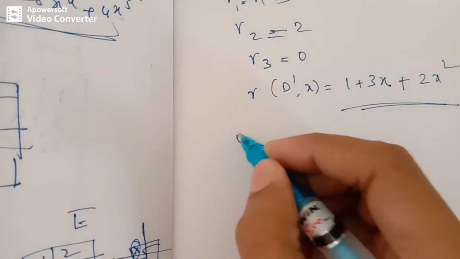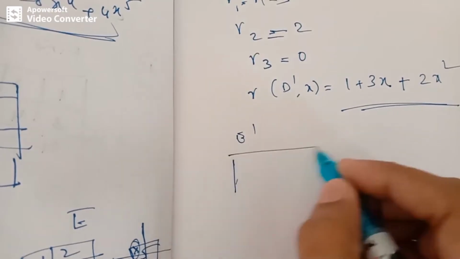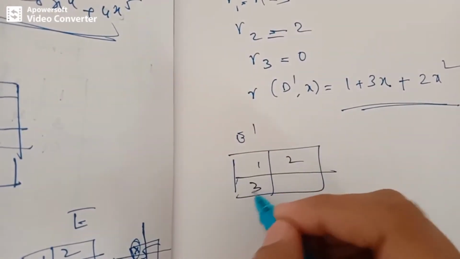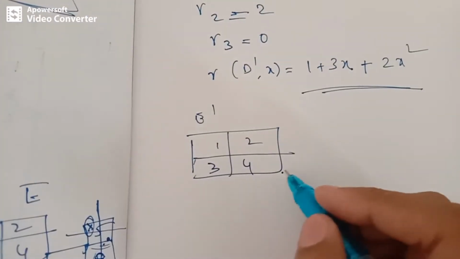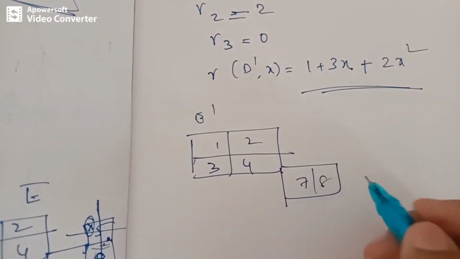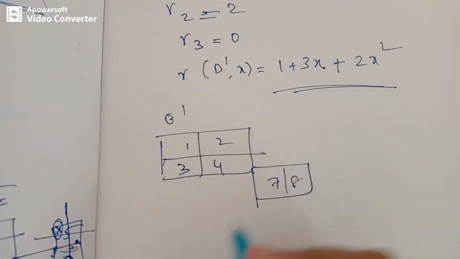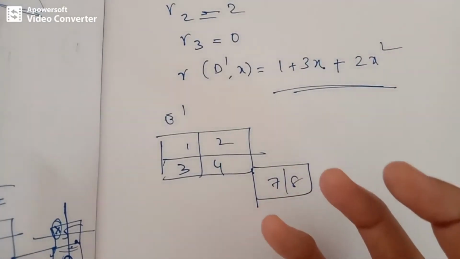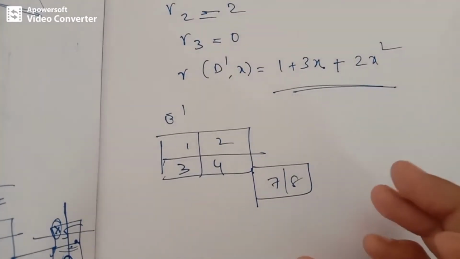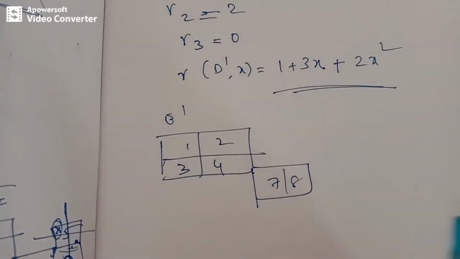Now let's write it for the E dash board. I'll rewrite the E dash board once again. This is the E dash board. Let's calculate the Rook's polynomial for this E dash board. And finally, we have to combine these values into our E board, because we divided E into D dash and E dash.